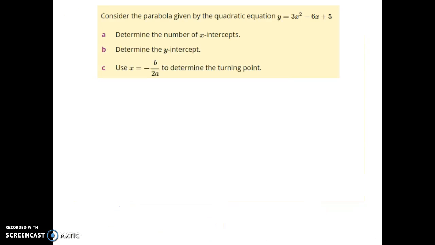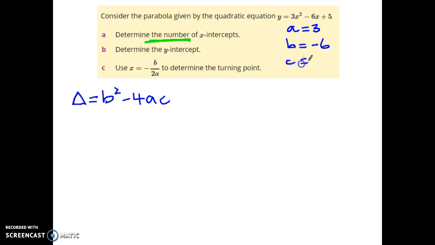If we have this trinomial here, 3x squared minus 6x plus 5, determine the number of x-intercepts. It's not asking you to find them, it's just asking you for the number. If you see that, your thinking should be leading you into finding the discriminant. In this trinomial, our a is the coefficient of the squared term, our b is the coefficient of the x term, and our c is the constant term, which in this case is 5.